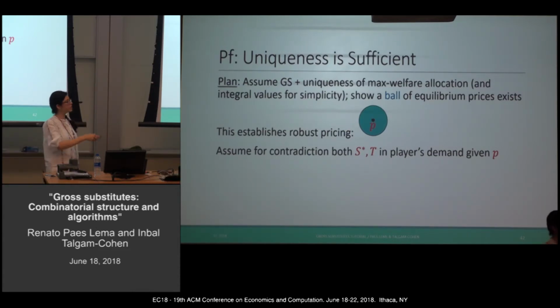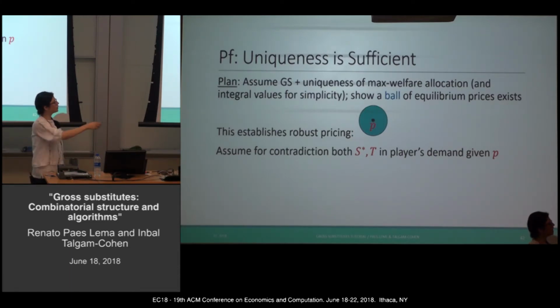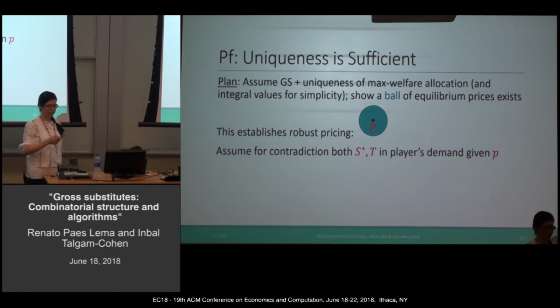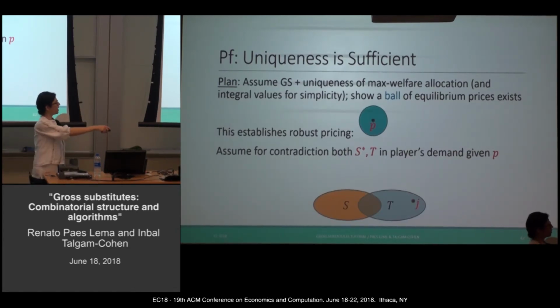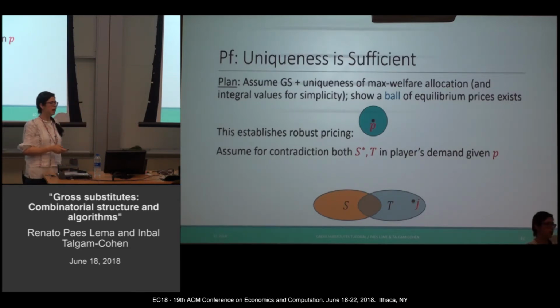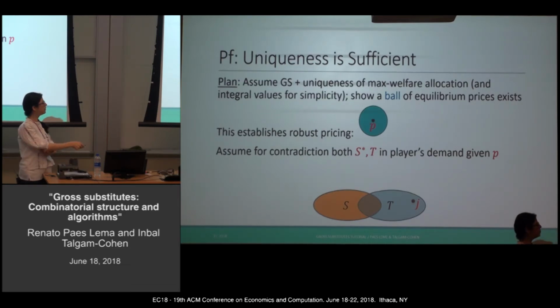Let's assume for contradiction that it supports, in a player's demand, 2 bundles. One of them is the bundle that actually corresponds to the welfare maximizing allocation. Let's call this S star. And the other, some other bundle, let's call it T. OK, so we have 2 bundles. Let's say, without loss of generality, that there's some item in T that's not in S. They're not the same bundles. And you can deal with a symmetric case in a similar way.